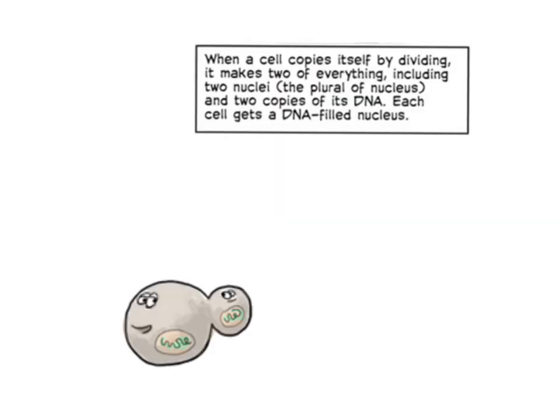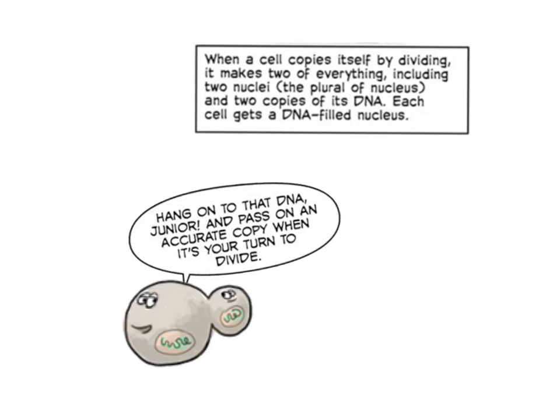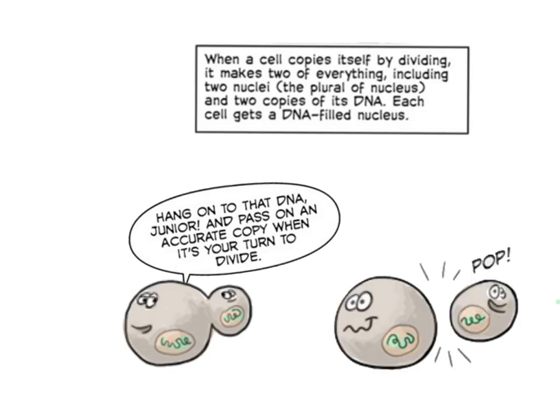When a cell copies itself by dividing, it makes two of everything, including two nuclei, the plural of nucleus, and two copies of its DNA. Each cell gets a DNA-filled nucleus. Hang on to that DNA, Junior, and pass on an accurate copy when it's your turn to divide.